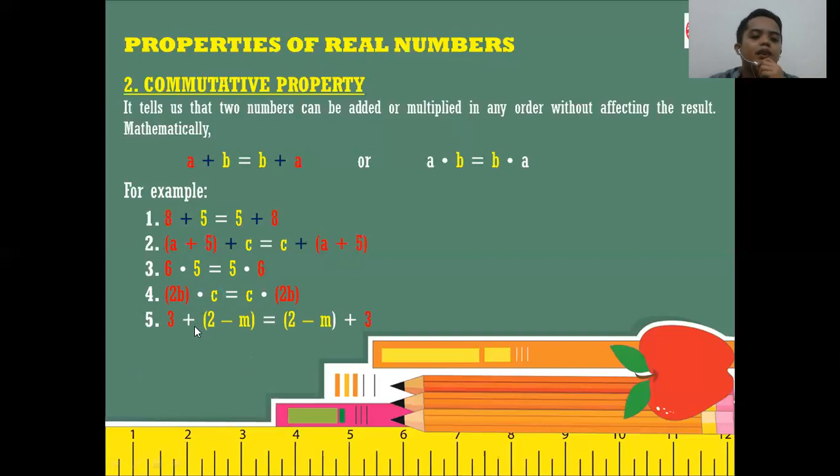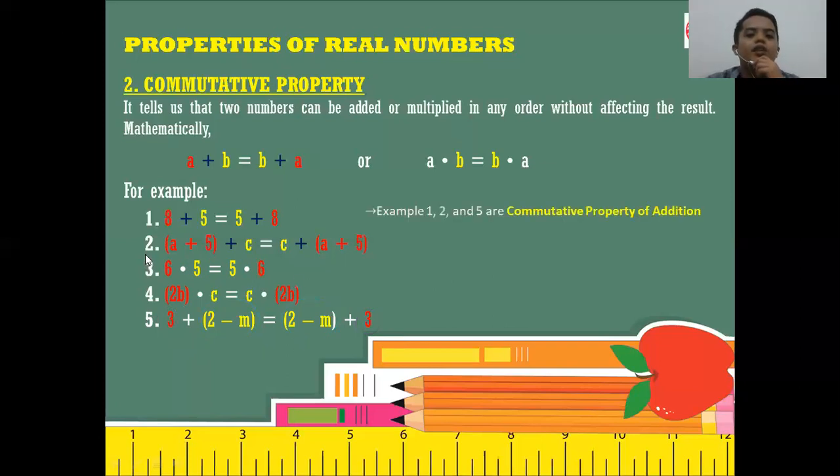So another example, number 5, 3 plus quantity of 2 minus m is equal to quantity of 2 minus m plus 3. So this 3 now represents your a and it moves to the other side. So this is your 3. Then this quantity 2 minus m would now be your b and it goes to the first term here. That is quantity of 2 minus m. And that is commutative property.